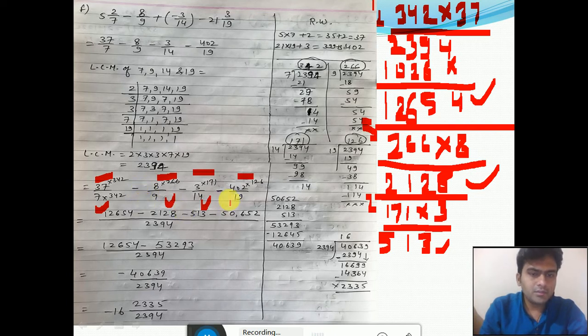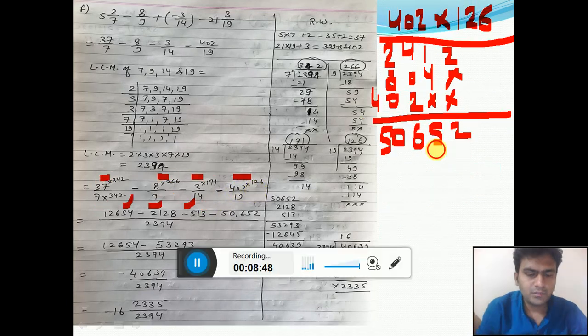Now next, 402 into 126. So when we multiply 402 with 126, 6 2s are 12, carry over 1, 6 zeros are 0, 1 as it is, 6 4s are 24. Now 2 2s are 4, 0, 2 4s are 8. Now 1 into 402 equals 402. Now 2 as it is, 1 plus 5, 1 plus 4 equals 5, 4 plus 2 equals 6, 8 plus 2 equals 10, carry over 1, and 4 and 1 equals 5. So 50,652. So we have written it here and the sign is minus.